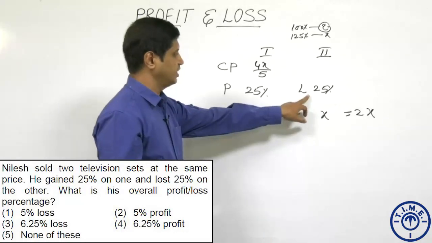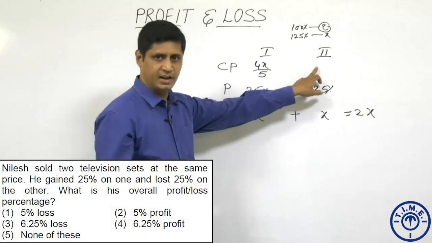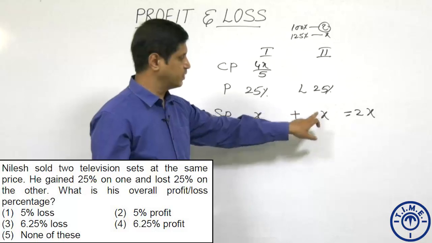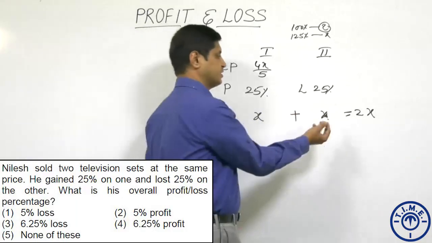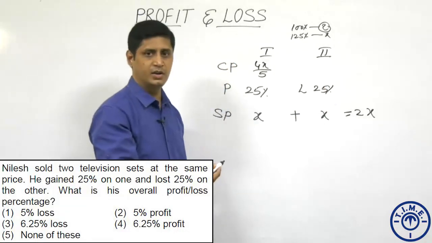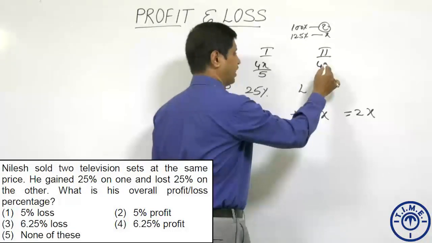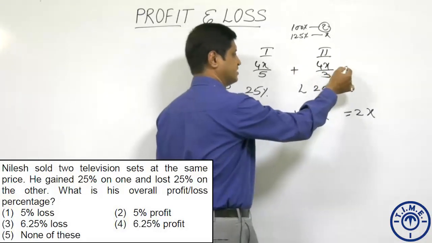Similarly, the second set. What is the cost price of the second set? When you assume the cost price as 100, a 25% loss means 75%. 75% of the cost price is X. What is the 1% value? 1% is equal to X by 75. 100% is into 100, so 100 by 75 into X results in X by 3. That is the cost of the second television set.